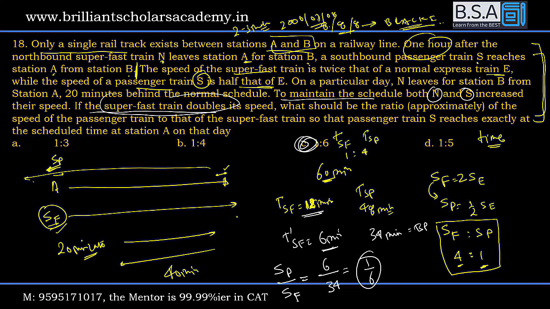Superfast train speed has been doubled. Because speed has been doubled, the time will become half. The time taken for the passenger train would be 34 minutes. Why 34 minutes? Already the trains have started with a 20 minute delay. So the remaining 40 minutes, the complete journey must be covered.